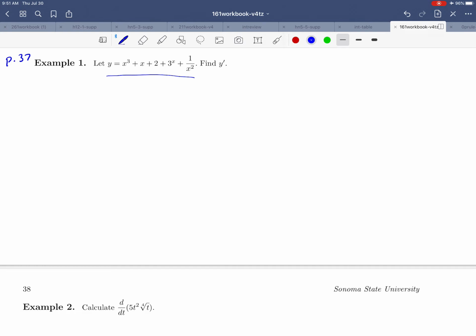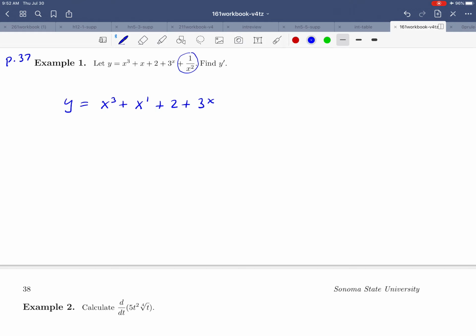Okay, so the challenge here is going to be looking at those terms one by one and trying to figure out which shortcut derivative formula applies to each term. So I'd like to start by maybe just rewriting this function so we can get a good look at the terms one term at a time here. Okay, so we've got x cubed, and then we've got x, which is also x to the first. I'm going to write it like that because I think it'll make it easier to find a match for that. Plus 2 plus 3 to the x. And then we come to the last term, 1 over x squared.